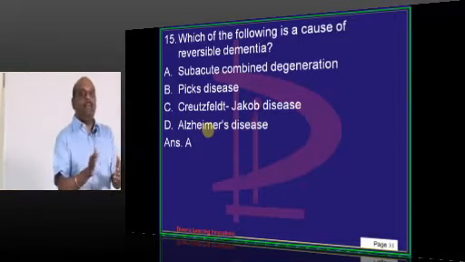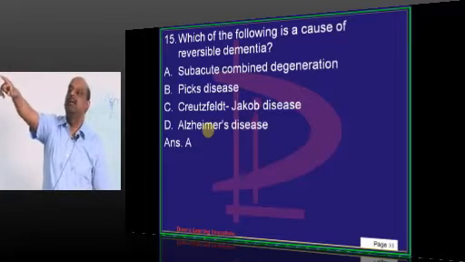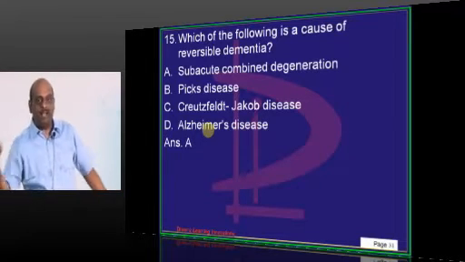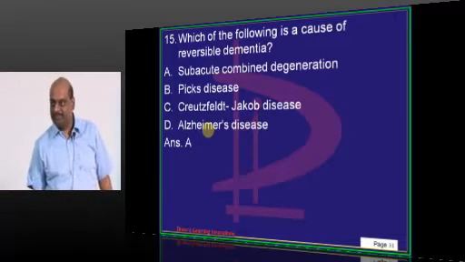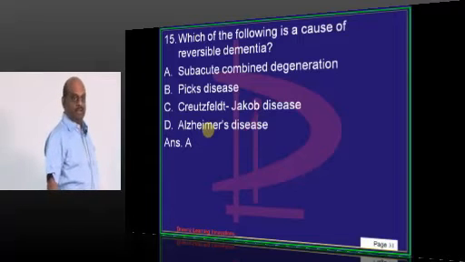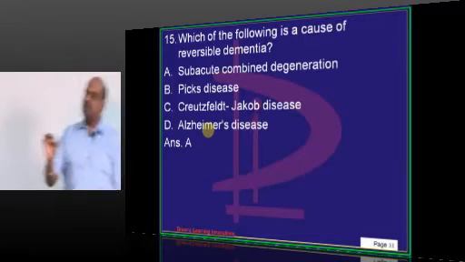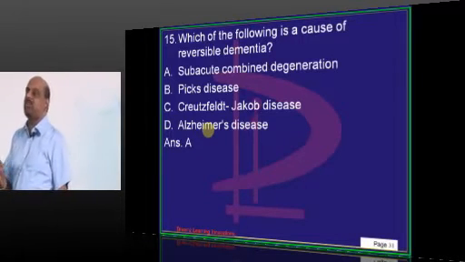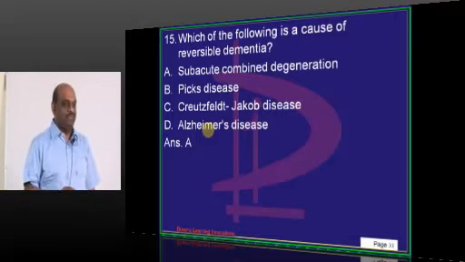What is subacute combined degeneration due to? Vitamin B12. If you give vitamin B12, the patient will once more sing the old romantic songs for his wife.